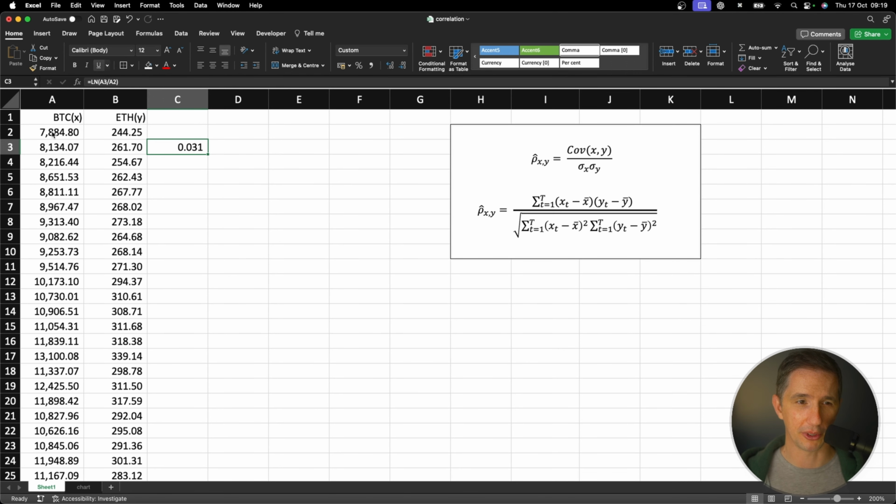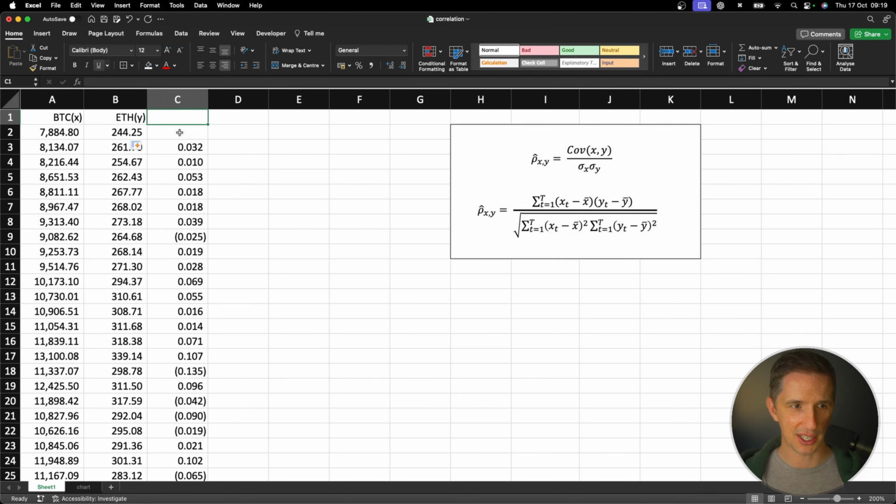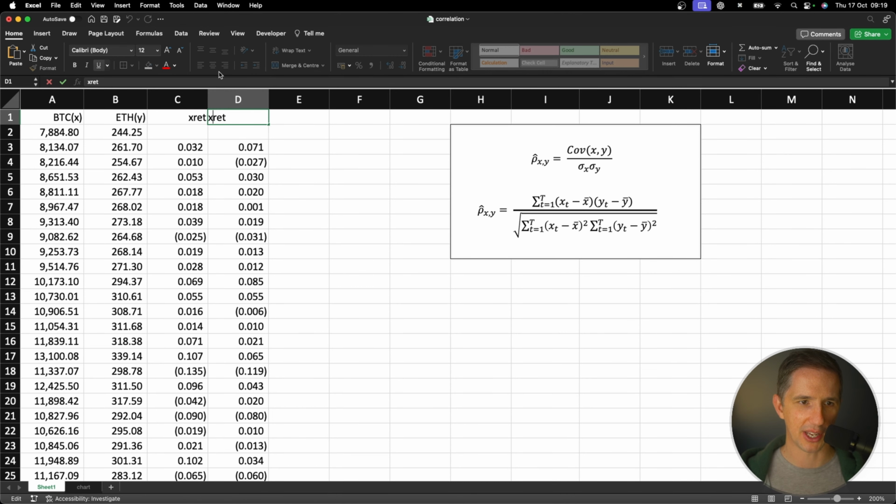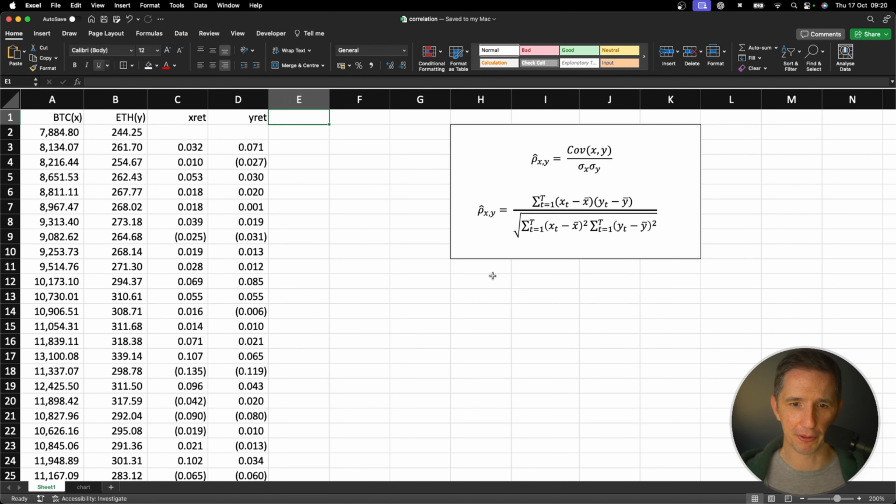But we're not going to work with log returns here. We're just going to keep things really simple. And I'm going to use this divided by this minus 1. And let's drop that down. And this here is going to be BTC, or let's just call it X ret for X returns. And now let's do the same thing for Ethereum over here as well. So here I'm going to copy all of that so we have the same formatting, and I'm going to call this y returns.